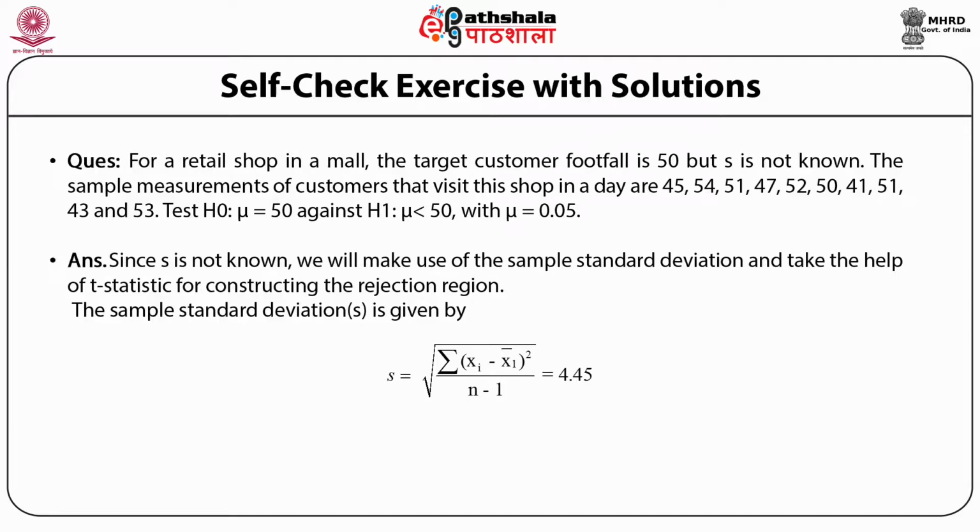And when you calculate this, it comes out to be 4.45. Finding out the mean, 48.7 is the mean, and then we find out the standard deviation of the sample, which comes out to be 4.45.